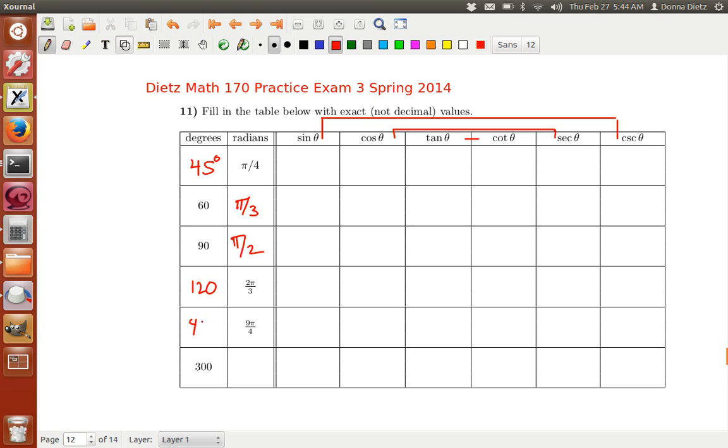Same technique, this becomes 405. Whoops, 405 is equal to 45 degrees because I can just subtract 360. That was kind of a trick question. And 300 times pi over 180, you're going to get 5 pi over 3. And so that's a little tricky because all these ones up above were straightforward.